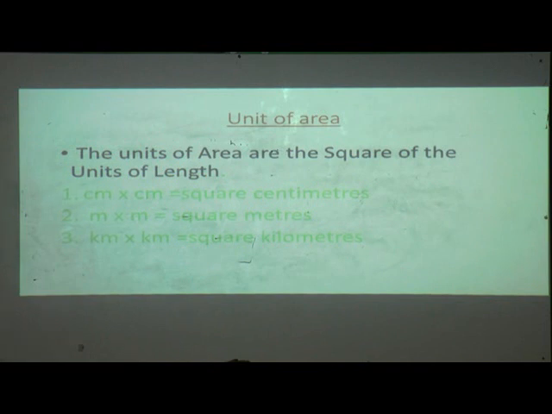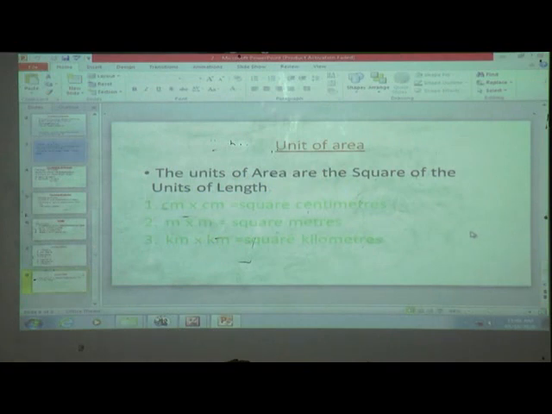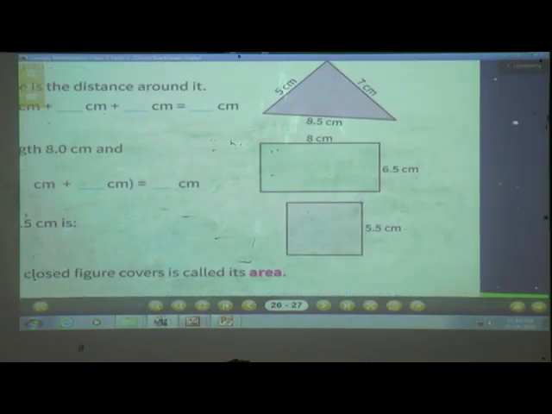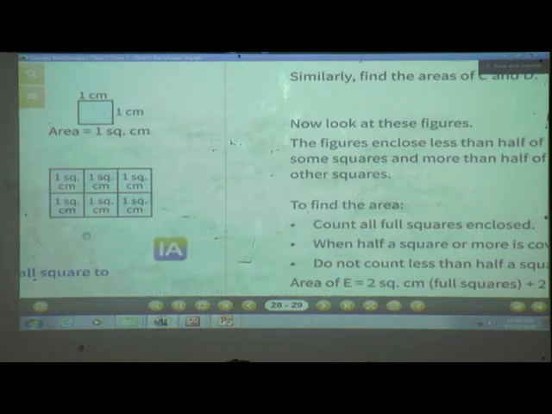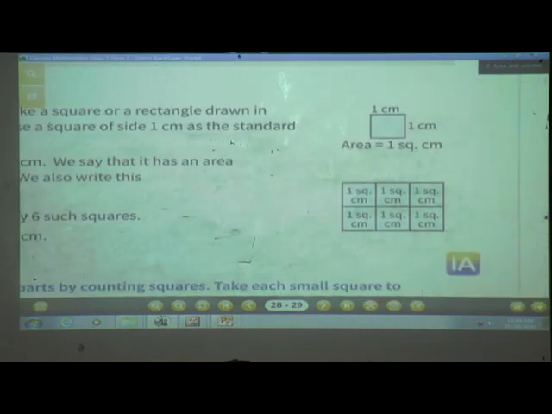See on page number 28, to measure small areas like a square or a rectangle drawn in your exercise book, we use a side of 1 centimeter as a standard unit of area. Here, see students, page number 28.